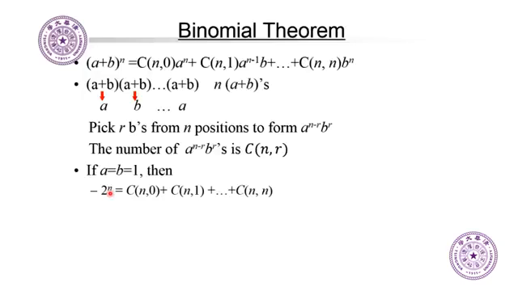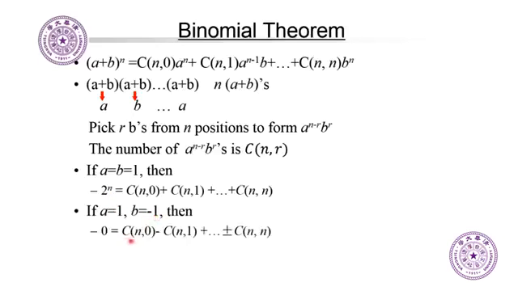If we assume that a equals 1 and b equals minus 1, we would get another interesting formula: C(n,0) minus C(n,1), and then plus, minus, until C(n,n), is equal to 0, as the right-hand side is 0 to the nth power. For different values of a and b, there are different combinatorial identities. This is quite interesting. We could even substitute a and b with different natural numbers to get some interesting results.